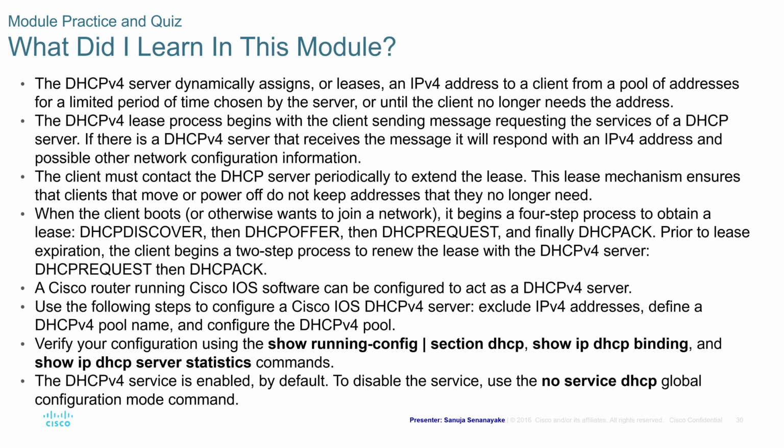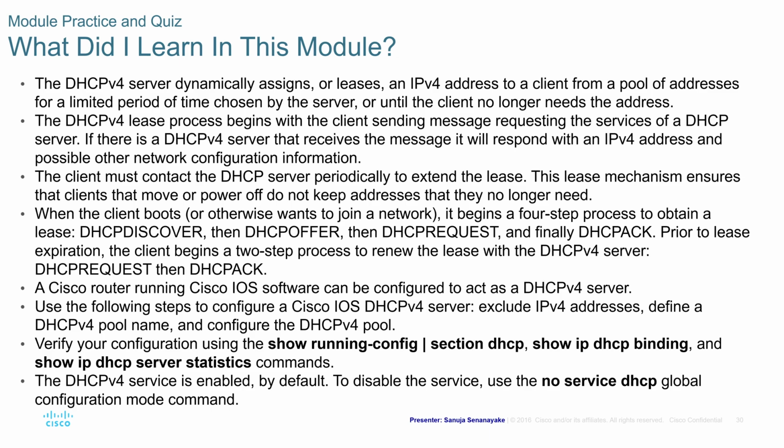So let's look at a summary of what we have learned in the next few slides. We learned the DHCPv4 server dynamically assigns, or leases, an IPv4 address to a client from a pool of addresses for a limited period of time chosen by the server, or until the client no longer needs the address. The DHCPv4 lease process begins with the client sending messages requesting the services of a DHCP server. If there is a DHCPv4 server that receives the message, it will respond with an IPv4 address and possibly other network configuration information such as the DNS information, domain name, etc.